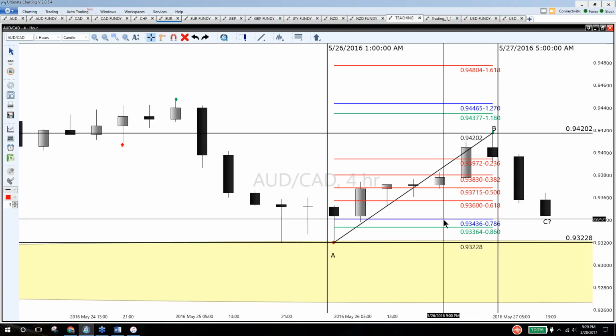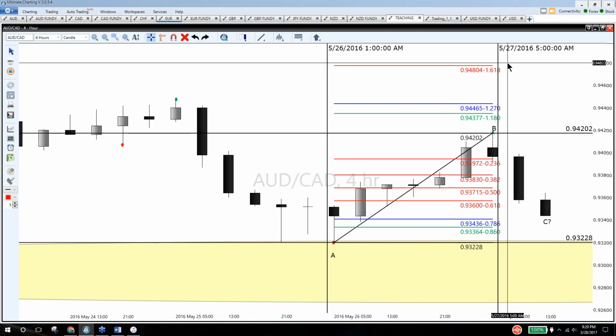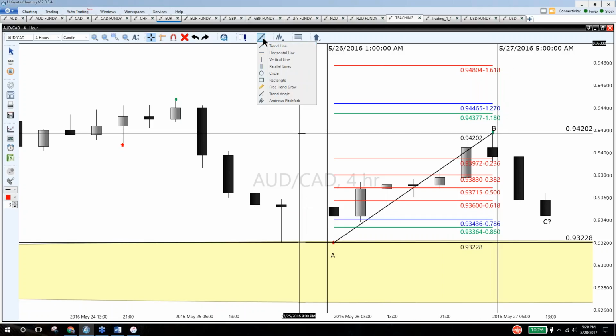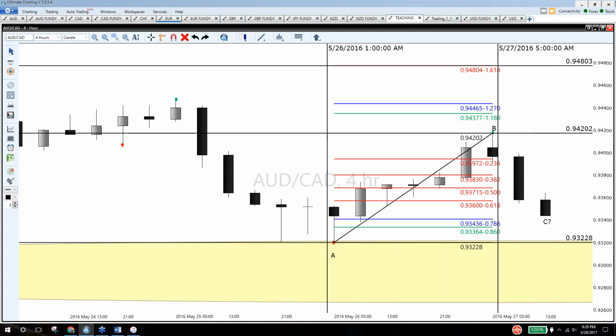So since it has not touched the 786 price, I would still expect that the projected D extension is the 1.618. Just going to be as exact as possible here. The 1.618 is the projected D target.